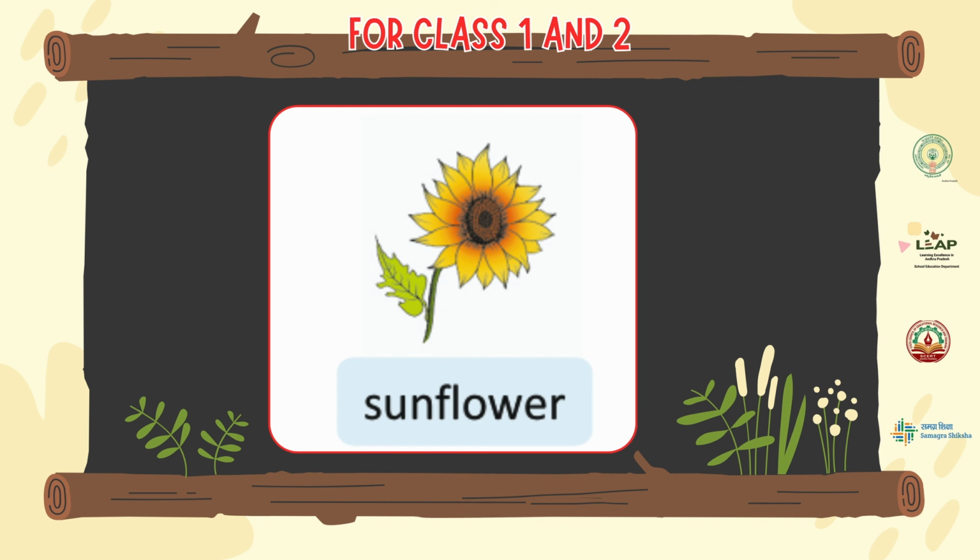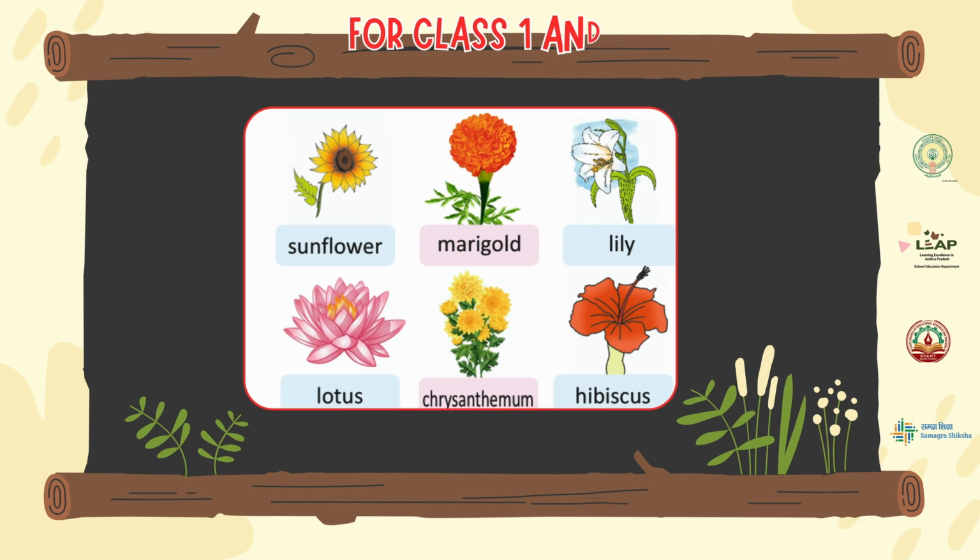Isn't that amazing? It is very amazing. This is the only flower that always faces the sun. So it is big, round, and yellow like the sun, and its name is sunflower. Second one is hibiscus. Here is a hibiscus flower.